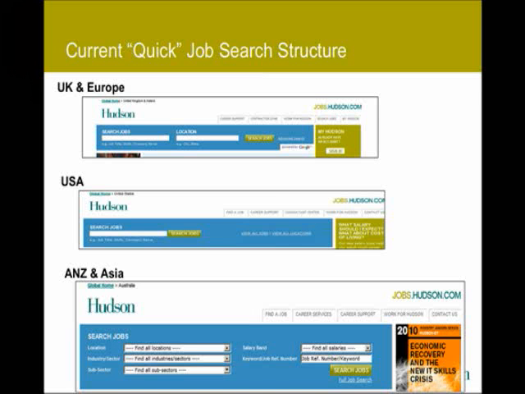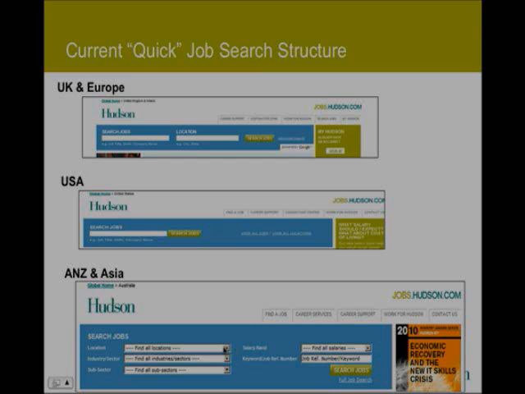So let's first look at quick search. Right now, on our jobs sites, we have UK and Europe, which has just search jobs and then location, the US, which just allows you to type in a keyword to search jobs, and Australia, New Zealand, and Asia with a more robust quick search, which provides more criteria options for the user.